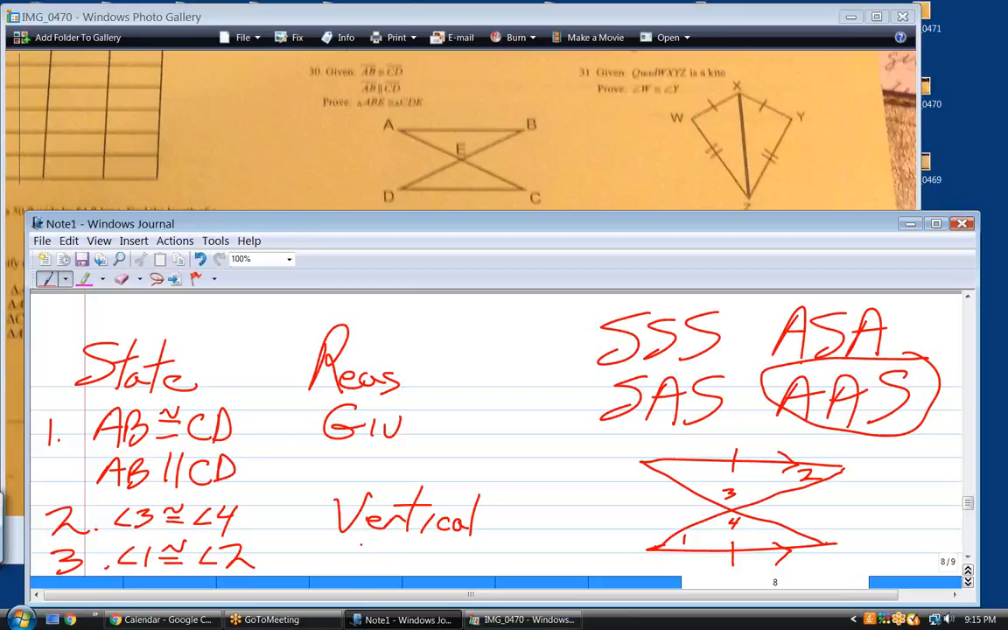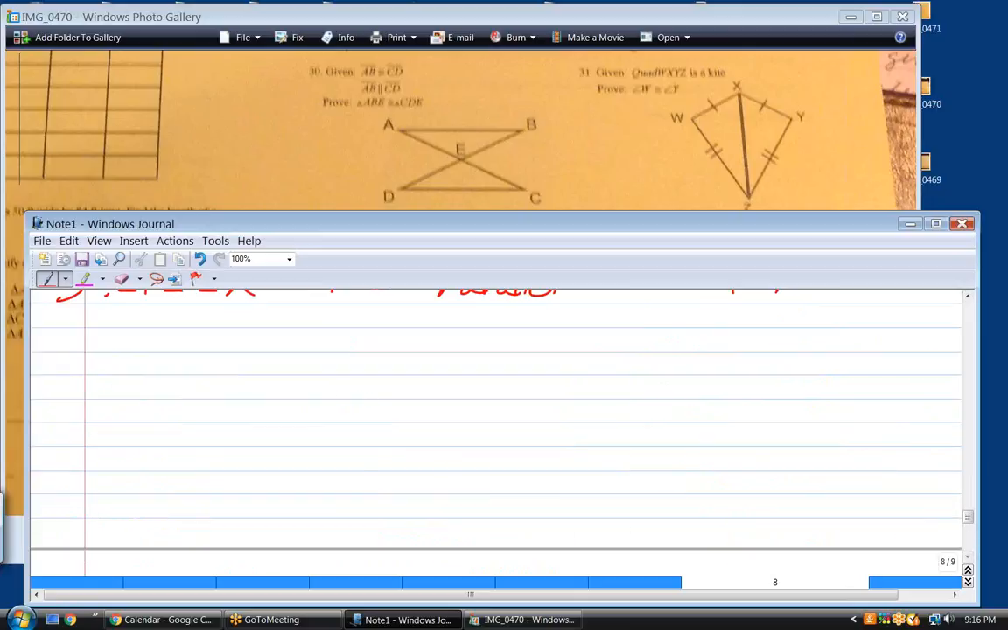Why? What's the reason? I forgot that one. They're alternate interior angles of parallel lines. It's the parallel line theorem. But if they specifically want it, it's alternate interior angles of a parallel line. If I draw two parallel lines and I put a transversal, 1 and 2 are alternate and they're interior and they're equal.